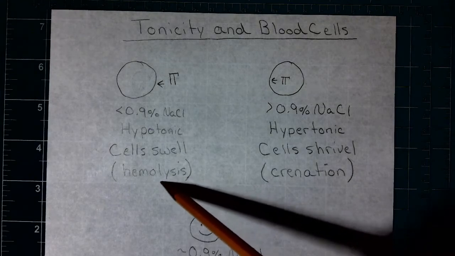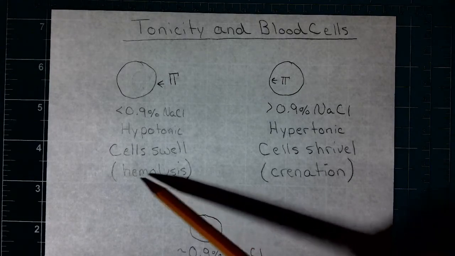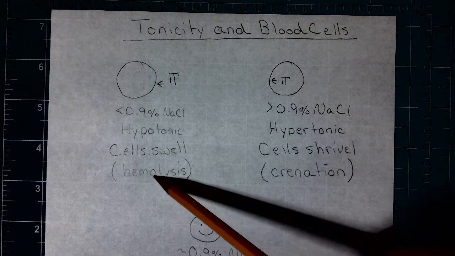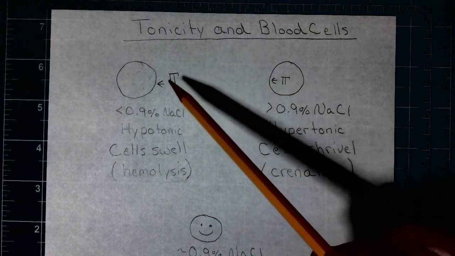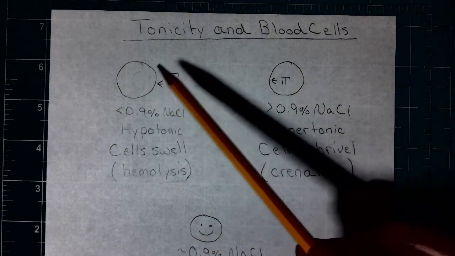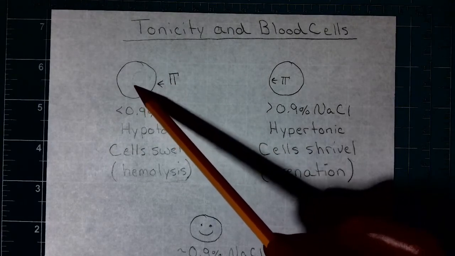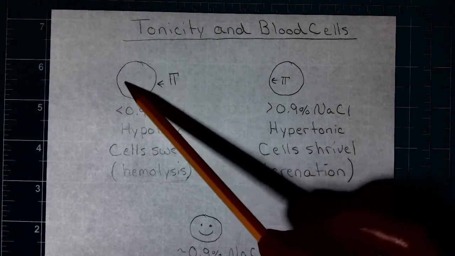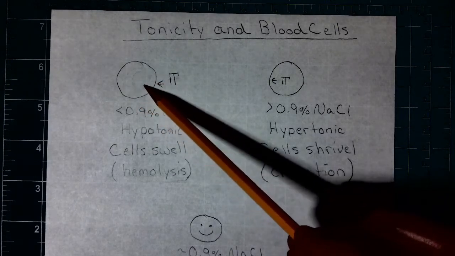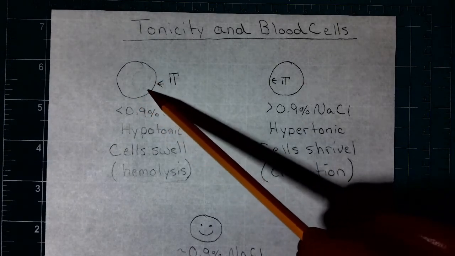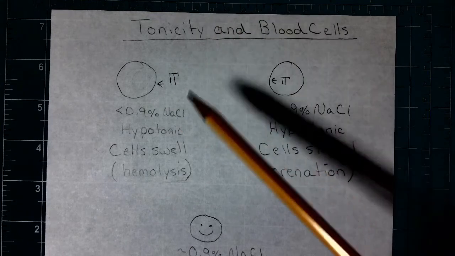So lysis is a process of killing a cell. Hemo has to do with blood. And the reason is this often causes the blood cell to die. It's going to keep filling with water until it's big, big, big, like a stretched water balloon, and then it's going to rupture and the insides are going to come out, and it would likely kill it.